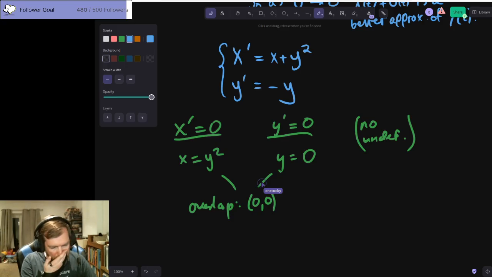Or I guess that should be minus, but same. So yeah, with the only overlap being 0, 0, this is going to be the only equilibrium point we have. Oh, I just did it again. Flip the whole section over. It doesn't help.